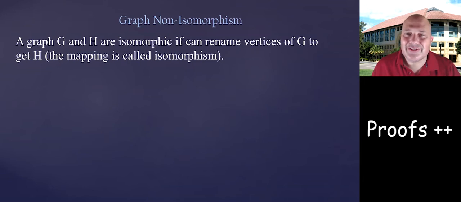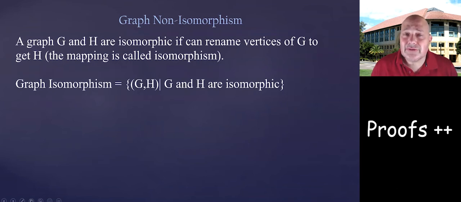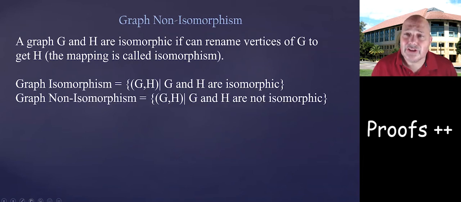So let's see what is graph non-isomorphism, or isomorphism. Graphs G and H are isomorphic if you can rename the vertices of G to get H. So they're the same up to renaming. We talked about isomorphism way before in this class. The mapping of names is called an isomorphism. So I can change the names, and then the graphs will turn out to be the same. Graph isomorphism is the set of pairs (G, H) such that G and H are isomorphic, and graph non-isomorphism is the set of pairs (G, H) such that G and H are not isomorphic.